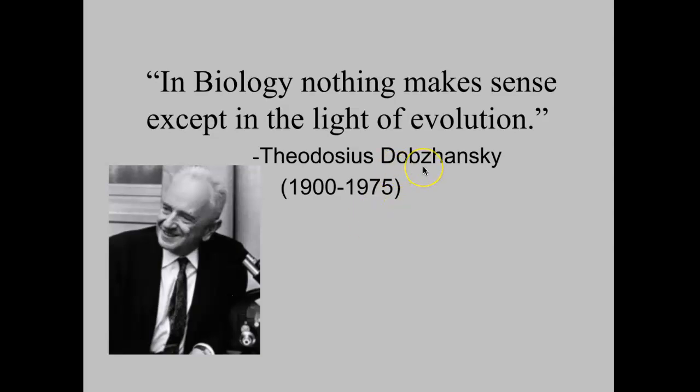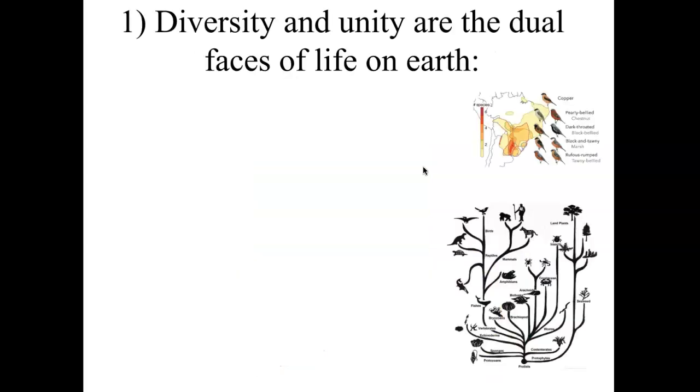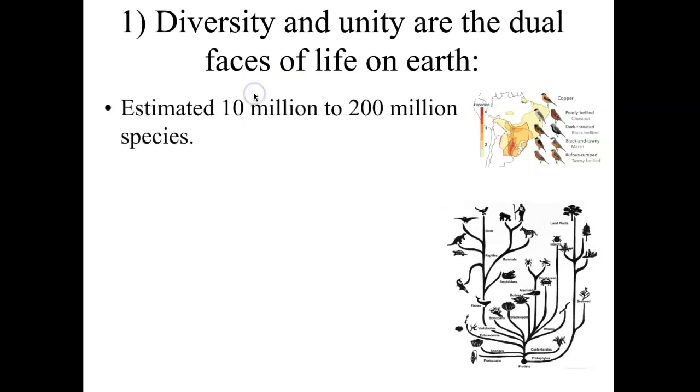This is just a quote. It says, in biology, nothing makes sense except in the light of evolution. So we'll kind of talk about that a little bit. Evolution, unity, and diversity. Diversity and unity are the dual faces of life on Earth. So they kind of mean different things, right? Diversity means differences, and unity means like coming together, similarities. So 2 different things. So it's kind of hard to imagine that they're so related, but in fact they really are.